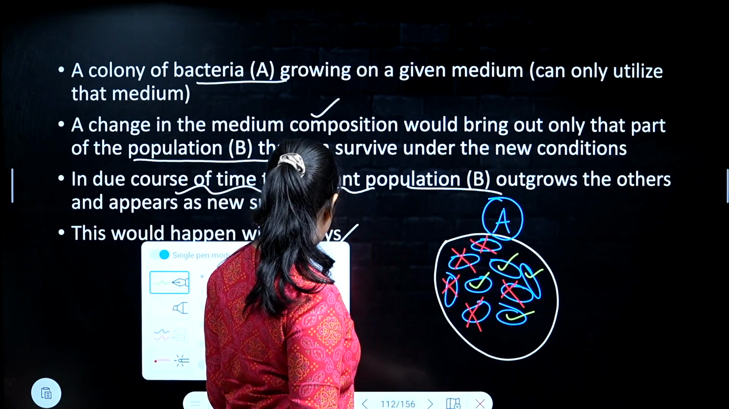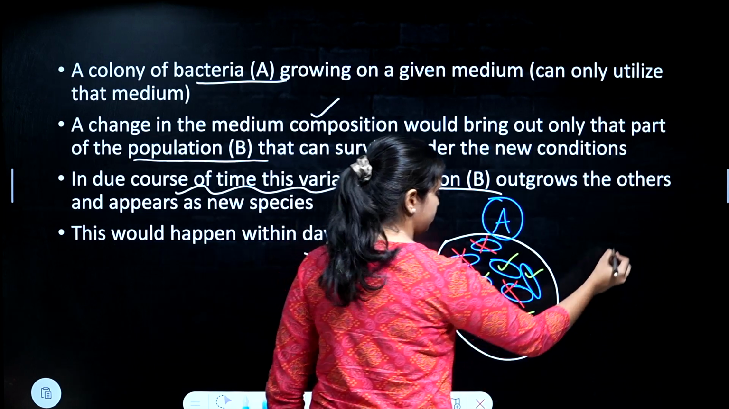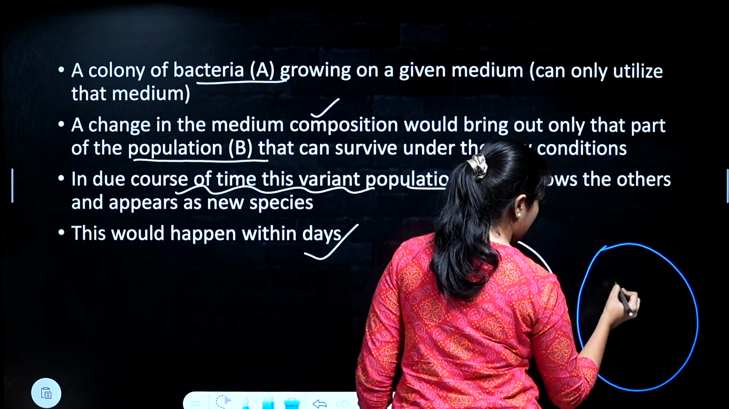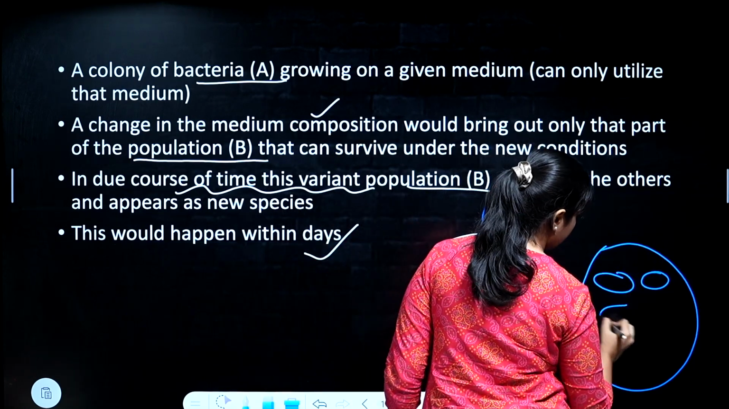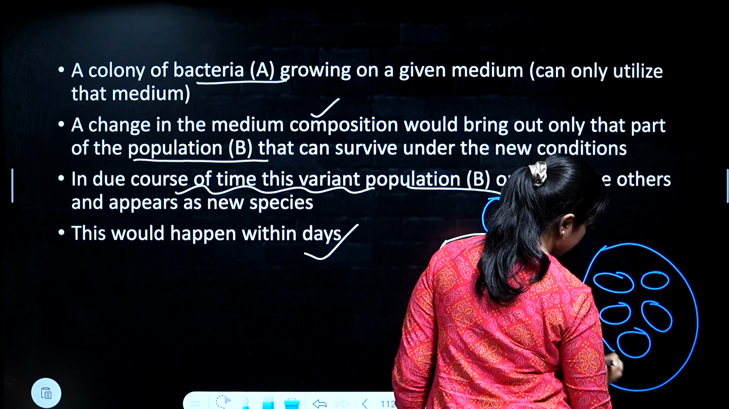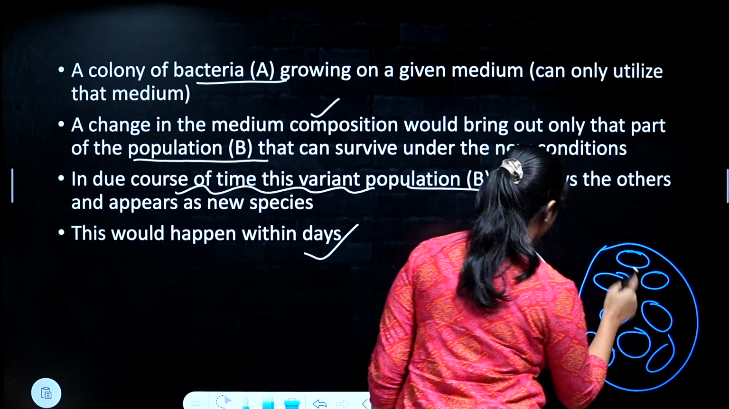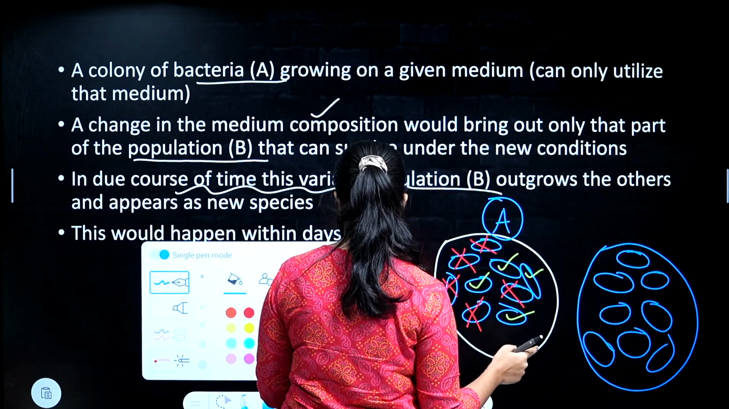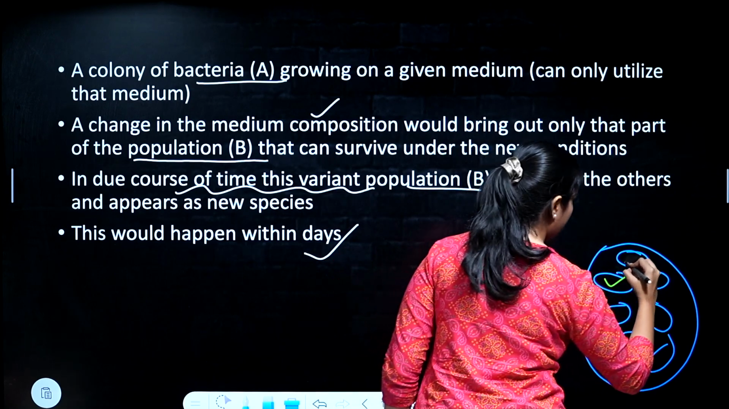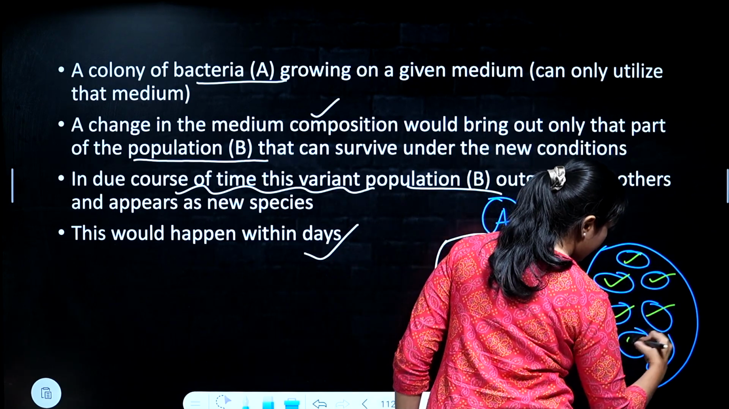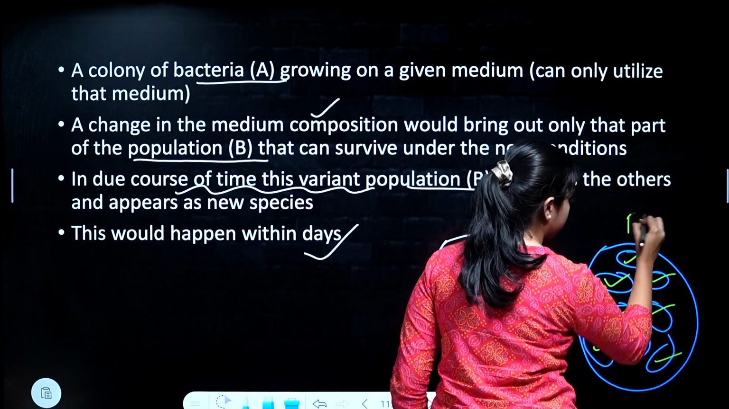So what is the scenario now? This is how the scenario changed. Okay. So now you have a lot of bacteria. The bacteria divided to form a lot of bacteria, but all of these are able to survive the new condition, and hence we call this population B.